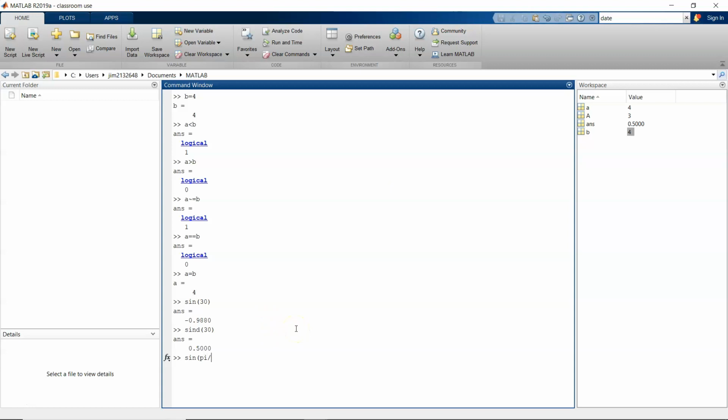Let's see, pi divided by 6. Pi over 6 is 30 degrees. Pi over 6 radians is 30 degrees.